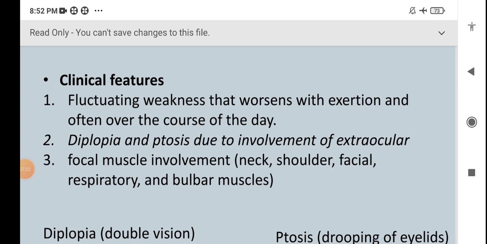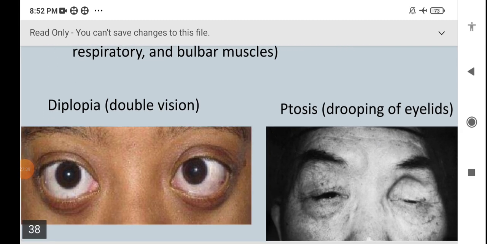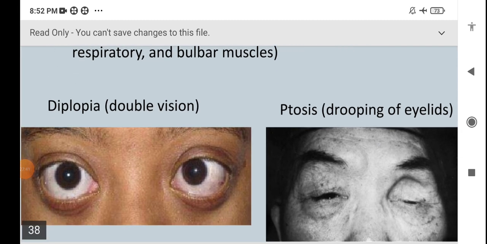Clinical features: fluctuating weakness that worsens with exertion and often over the course of the day. Diplopia and ptosis due to involvement of extraocular muscles. Focal muscle involvement, that is neck, shoulder, facial, respiratory and bulbar muscles. Diplopia, that is double vision. Ptosis, drooping of eyelids.